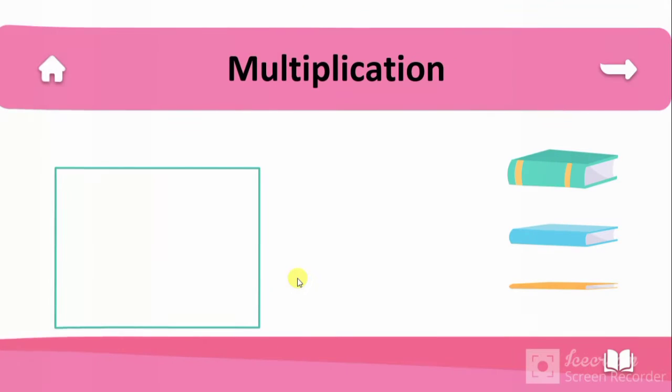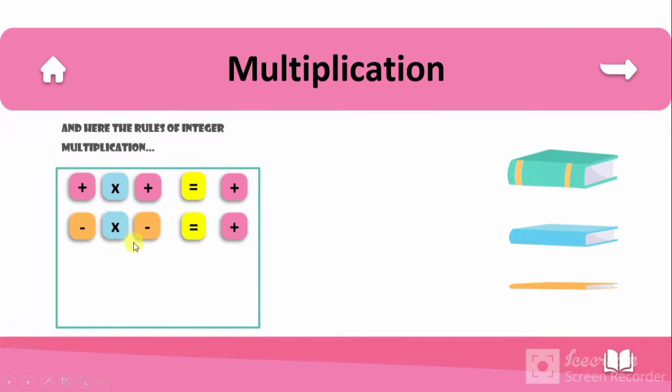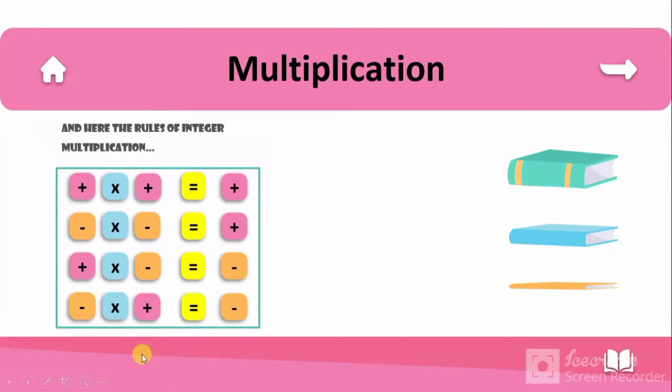Next, here are the rules of integer multiplication. The first, if positive multiplied by positive, we're going to get positive. And the second rule, if negative multiplied by negative, we're going to get positive. And the next rule, if positive multiplied by negative, we're going to get negative. And the last rule, if negative multiplied by positive, we're going to get negative.